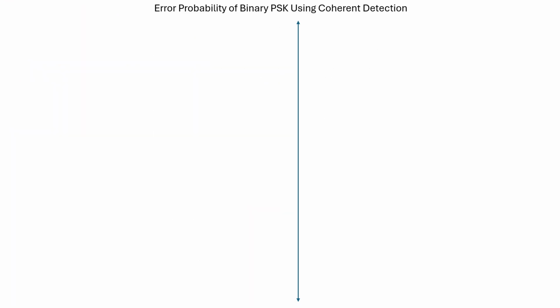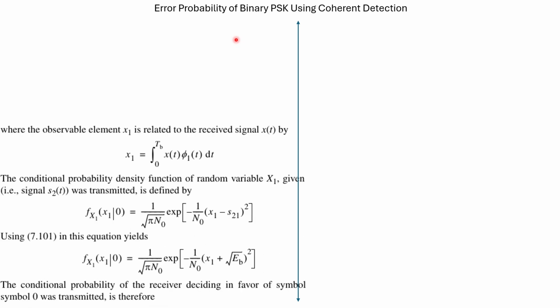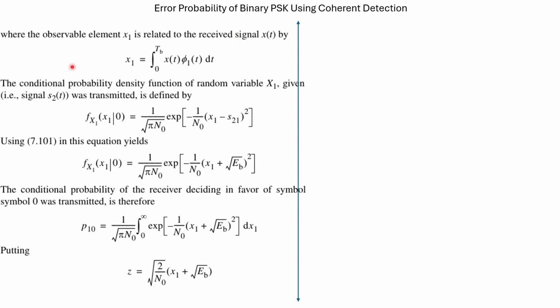Okay, so now we will find the probability of error. How will we find the probability of error in binary PSK? Here x1 is related to the received signal x(t). So x1, again we integrate it over 0 to Tb of x(t) and phi 1(t). Put the values here now. As per the conditional probability and the exponential of x1 minus s21 whole square, and further, if you solve it, you will get p10, that is the probability of 1 and 0.